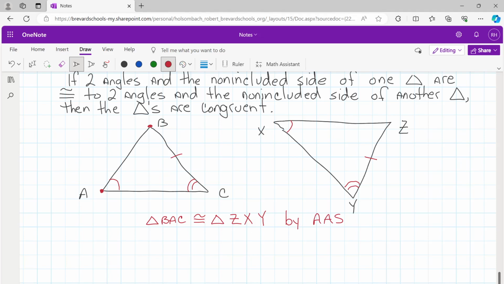All right, so today you're going to be using triangle congruence the same way that you did last week in order to solve some problems or solve for variables and find angle measures. And I want you to look at page 282, problem number 33.